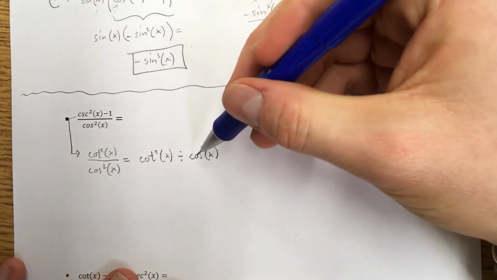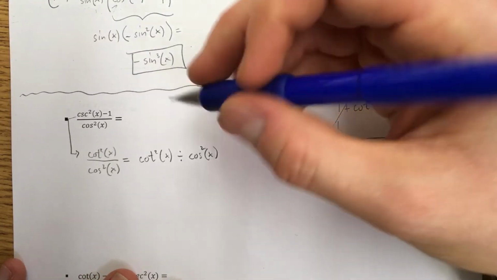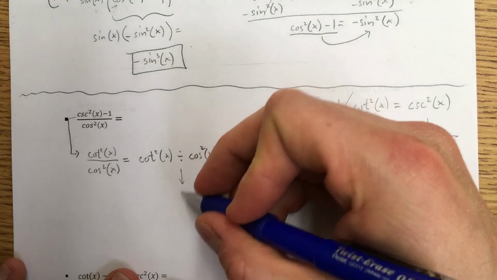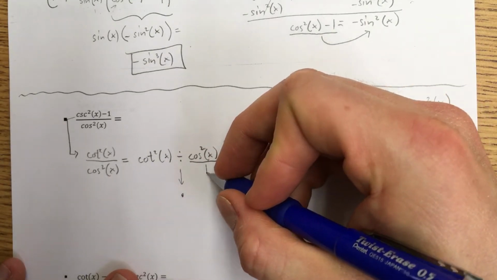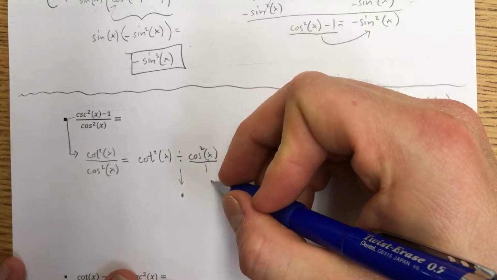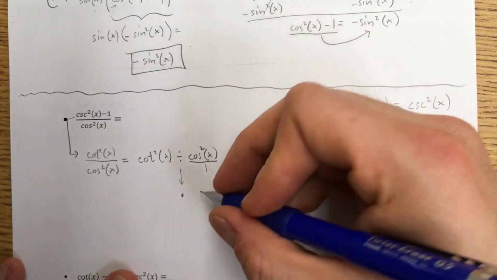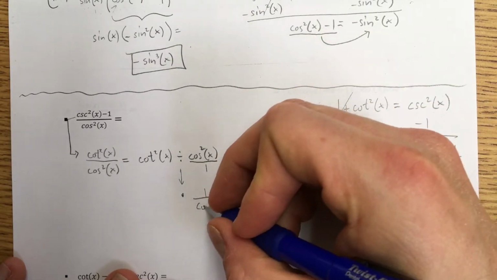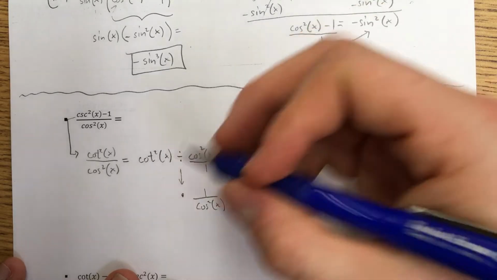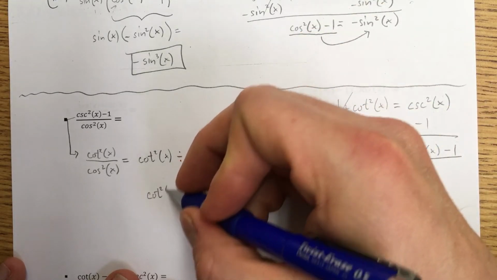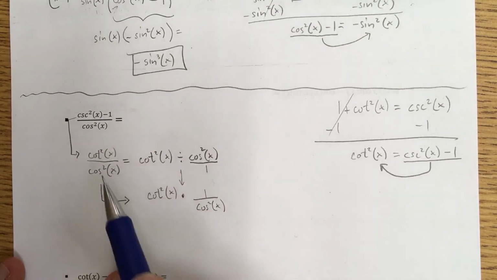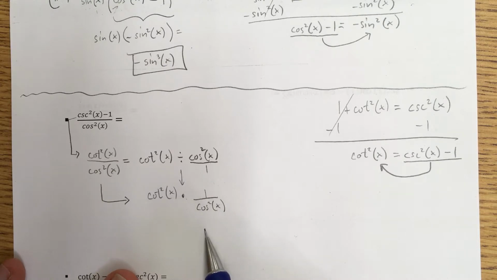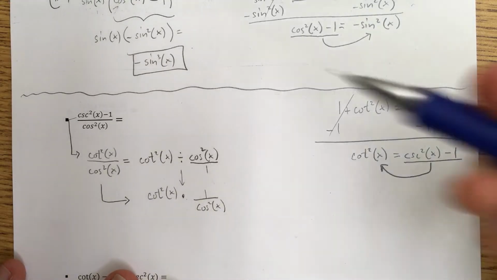Now we're dividing by cosine squared. I want to turn this to multiplication. Well, I know that I can turn division into multiplication if I multiply by the reciprocal. Really, this is cosine squared over 1, which means I can multiply this by 1 over cosine squared. We could have done that straight from here as well. If I divide by cosine squared, I can also multiply by 1 over cosine squared. All of this is equivalent.